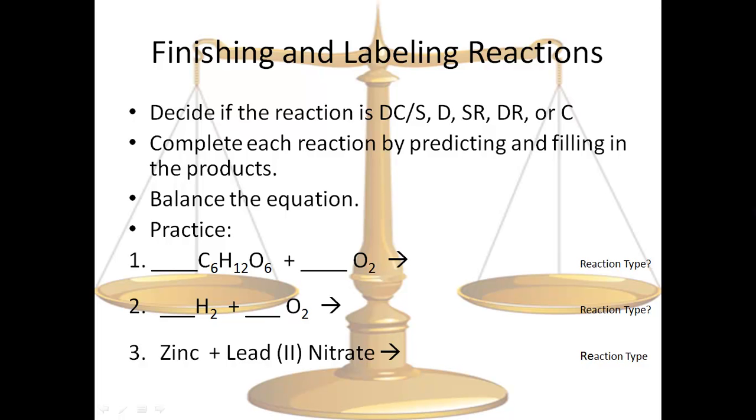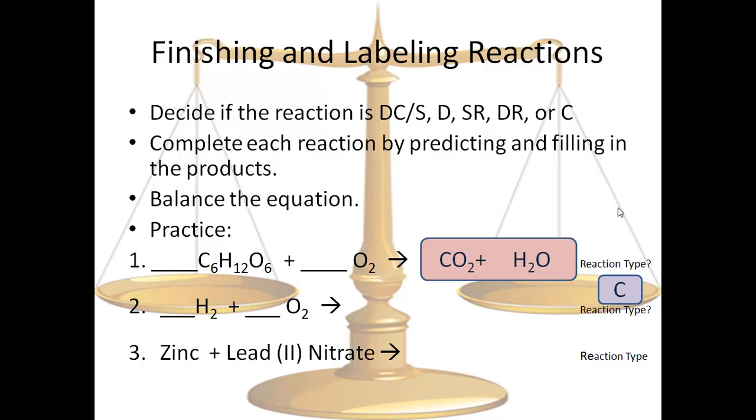So for example, our first example, we've got a carbon-based compound that's mixing with oxygen. That's an example of combustion. With combustion, you always have the same two products, carbon dioxide and water. Doesn't matter which order you put the carbon dioxide and water, but those are always the two products. So now I've done steps 1 and 2. Now step 3 is just to balance.